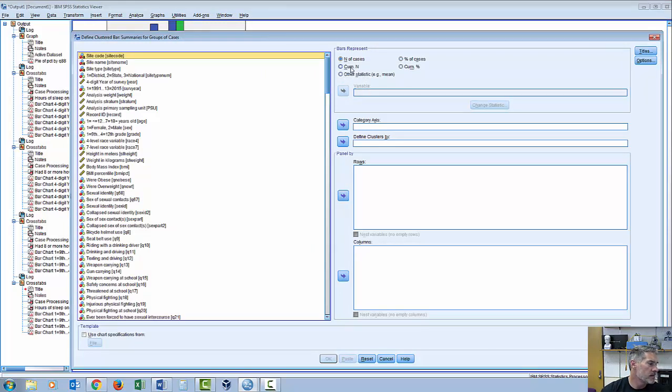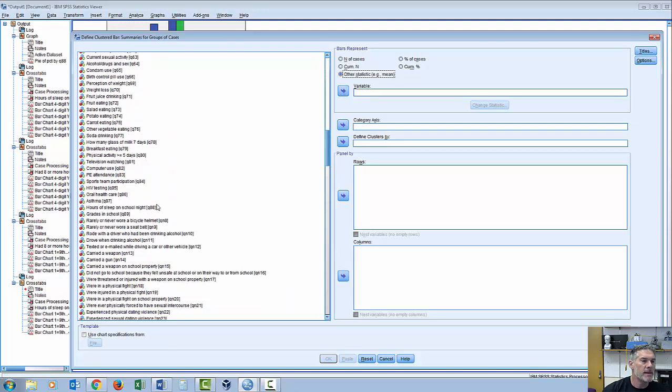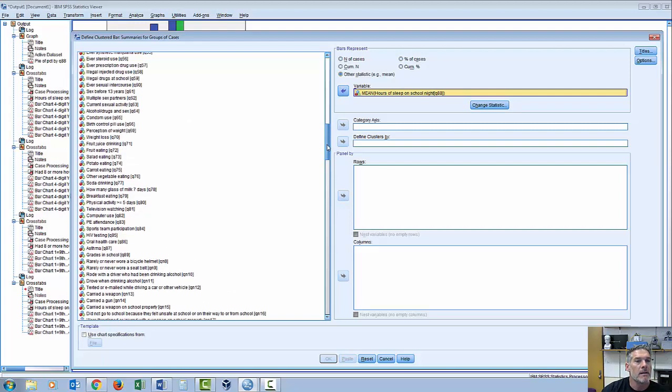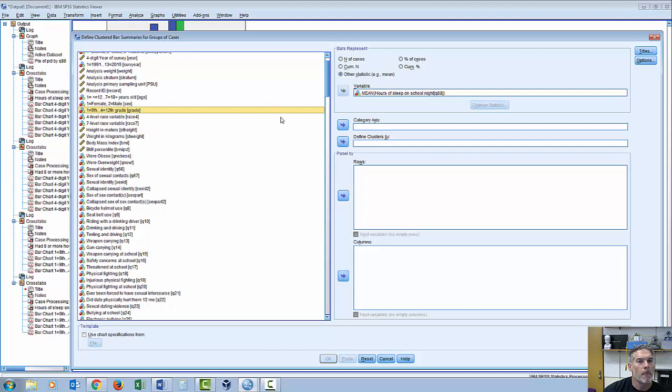So we're going to look at other statistics. Click near the top there, other statistics. Click on that. We're going to show them a mean, and we're going to put question 88 there. Now this is not a great thing to use as a mean because it is a categorical variable, but the categories represent real values. 6 means 6 hours. 4 means 4 hours. So we can average them. So we're going to have a mean of hours of sleep a night. Our category is going to be grade in school.